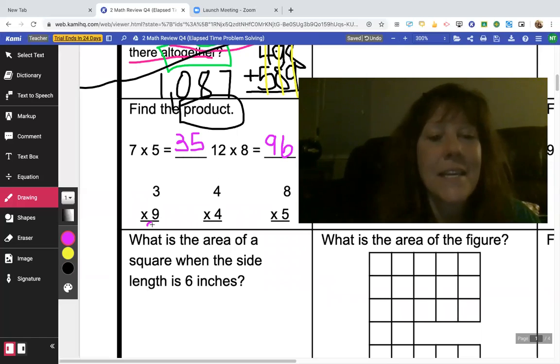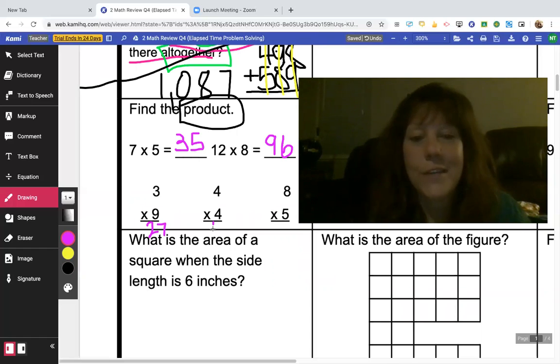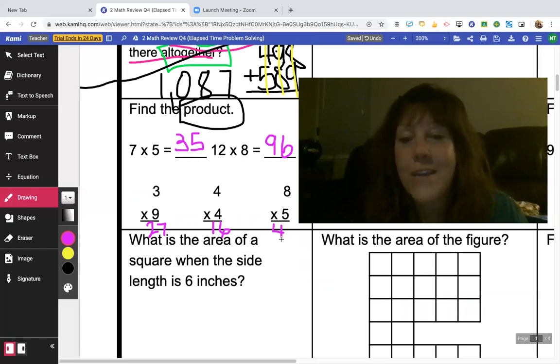3 times 9 is 27. 4 times 4 is 16. And 8 times 5 is 40. I think I'm getting better at this. I shouldn't have said that because now I'm going to jinx myself.